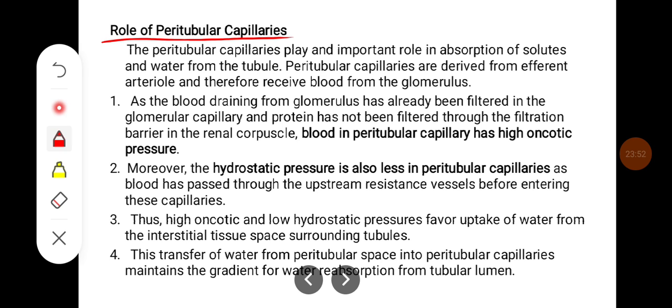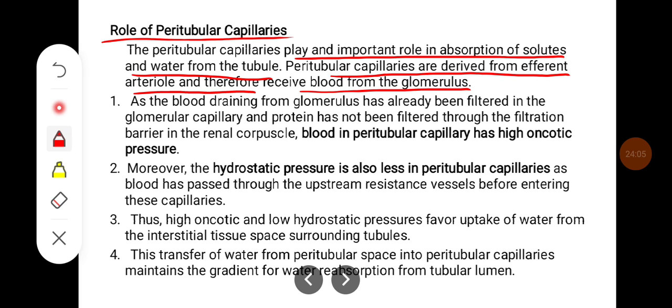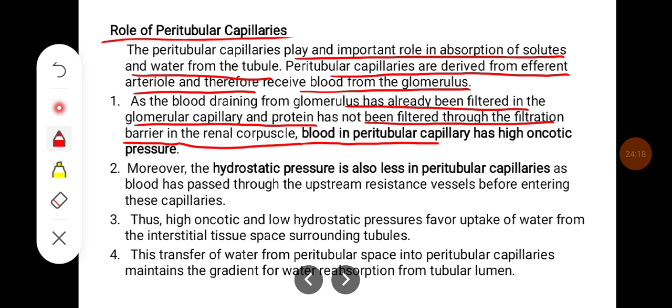The role of peritubular capillaries in absorption of water. The peritubular capillaries play an important role in the absorption of solutes and water from the tubule. Peritubular capillaries are derived from efferent arteriole and therefore they receive blood from the glomerulus. As the blood draining from the glomerulus has already been filtered in the glomerular capillary and protein has not been filtered through the filtration barrier in the renal corpuscle, blood in the peritubular capillary has high oncotic pressure.